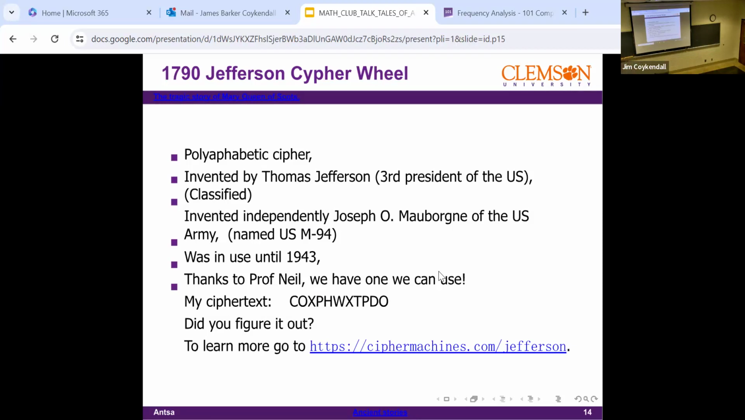Then in 1790, we have an actual polyalphabetic cipher, which is easier than the beginner cipher, but also as strong. That's what this is about. This was invented by Thomas Jefferson, who, if you don't know, was the third president of the US. But the fact that he invented this was classified, and it was discovered very, very late. It was also invented independently by Joseph Mauborgne of the US Army, and it was called the M-94, and it was used in 1943.